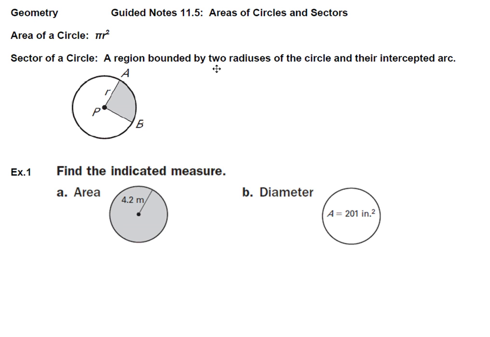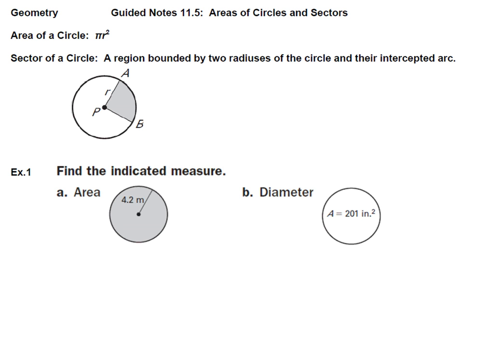All right, so the first thing to start with is that the area of a circle is pi r squared. You already know that. You've been using that for years. The new thing for today is a sector of a circle. A sector of a circle, as it says, is a region bounded by two radiuses of the circle and their intercepted arc. Bounded, meaning those are the boundary lines of the sector: the two radiuses, or radii, and the intercepted arc. So we really are talking about that piece of the pie. What is the area of that? That's what we'll get to eventually, but we're going to review area of a circle.